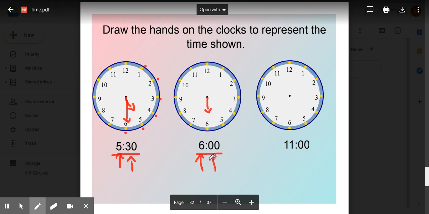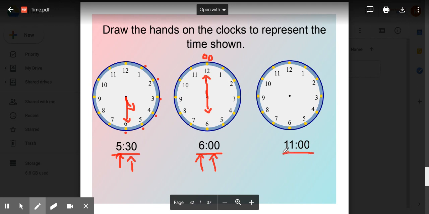So I'm going to draw my hour hand, my short hand, pointing towards the 6. And my minute is o'clock. And remember our riddle? When the big hand is at the top, it is o'clock. So the big hand needs to be pointing up. So this analog clock now shows 6 o'clock.